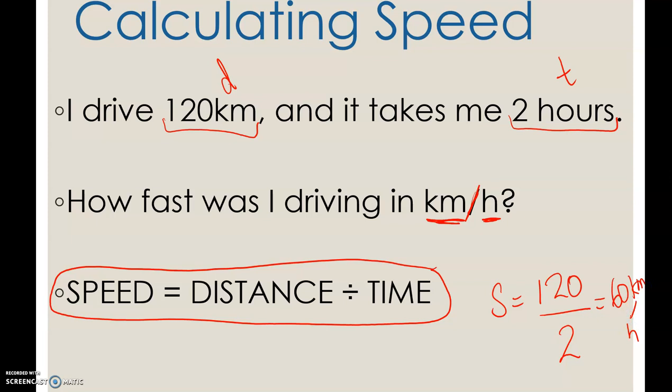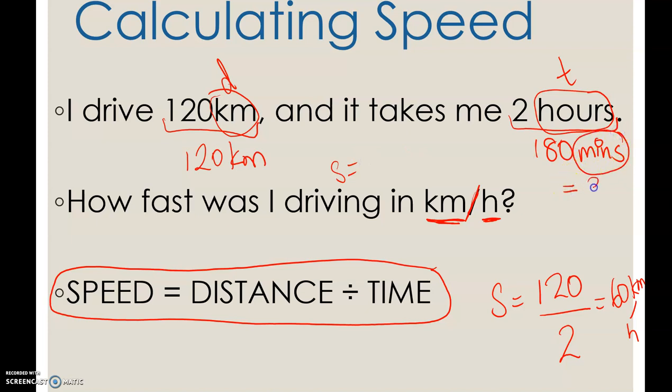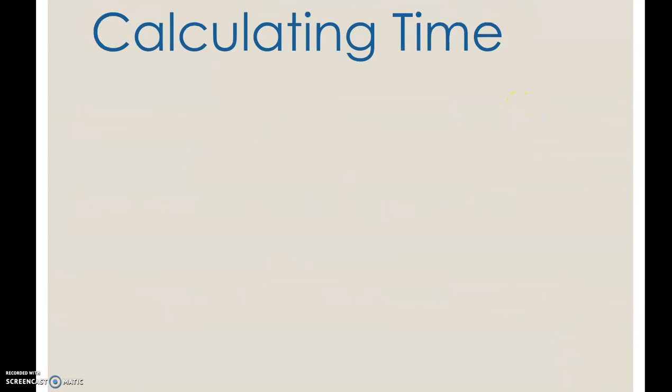Now the key is to remember that if my units are not kilometers an hour, so let's say I was given that I drive 120 kilometers, so the same kilometers, but let's say here it said 180 minutes. So to calculate the speed, I cannot do 120 divided by 180 because this is in minutes. So I need to first convert this to hours. So I get 3 hours and then I work out the speed. So just keep that in mind. If you have the units, you have to make sure it's in kilometers per hour or meters per second.